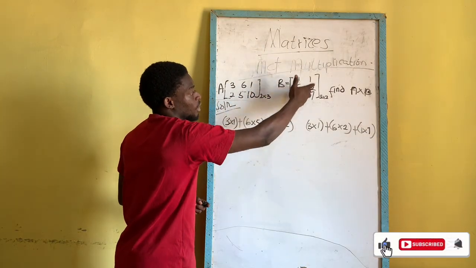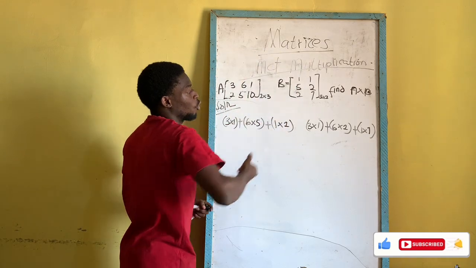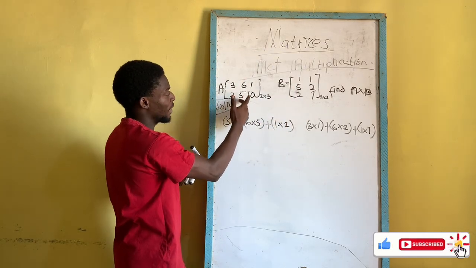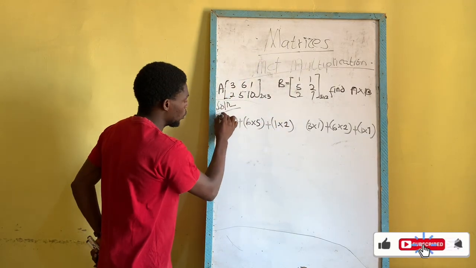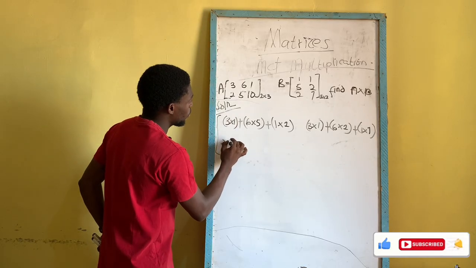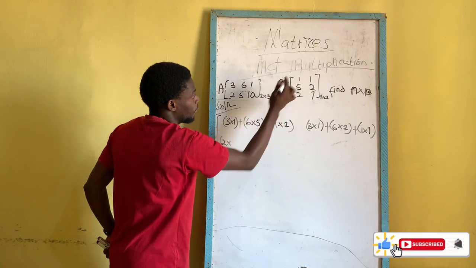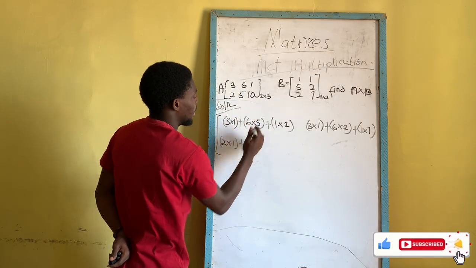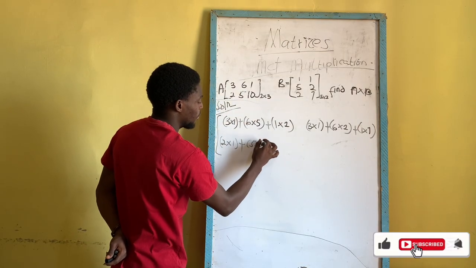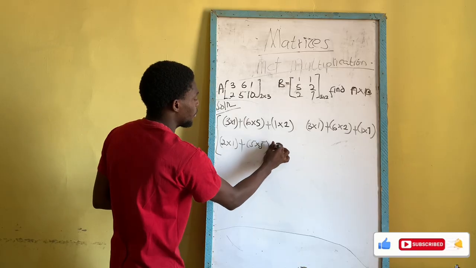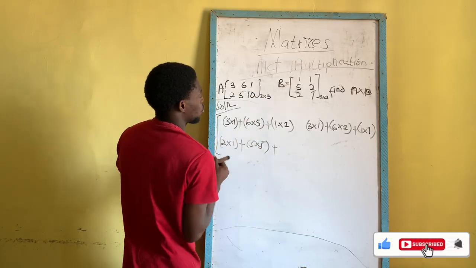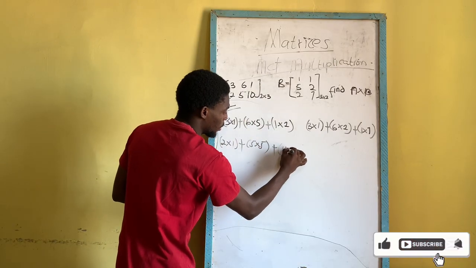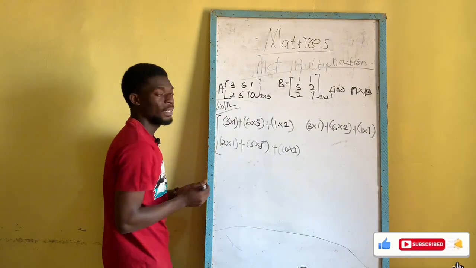The first column, then the second column. So we have 2 as our first element in the second row. So we have 2 multiplied by the first element, which is 1, plus 5 multiplied by 5 here. So we have 5 multiplied by 5 plus another 10 multiplied by 2. So we have 10 multiplied by 2. We are now with the third element of our matrix.